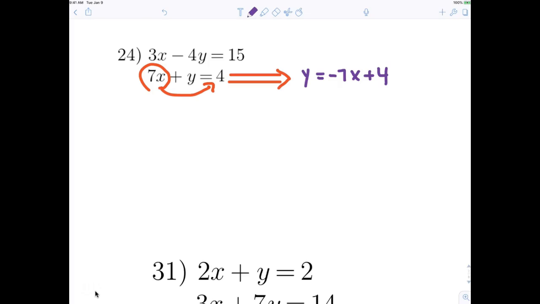So I'm throwing the 7x over. Now, what does that mean? That means wherever I see a y, I'm going to put negative 7x plus 4. Here's a y right here. I'm going to replace that with negative 7x plus 4.